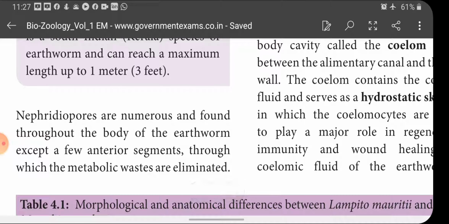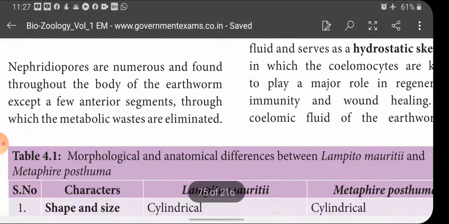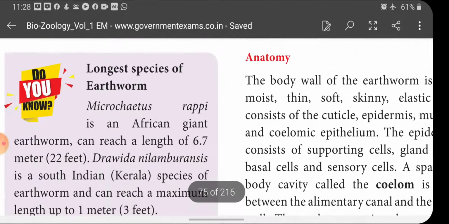Next, nephridiophores are numerous and are found throughout the body of the earthworm except a few anterior segments, through which the metabolic waste is eliminated. Nephridiophores are numerous in number, found throughout the body except a few segments in the anterior region of the body. What is the function of nephridiophores? They eliminate the metabolic waste. Okay, and next one is anatomy.